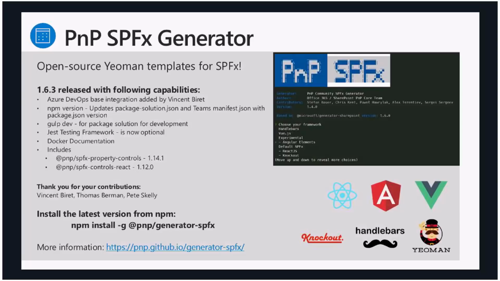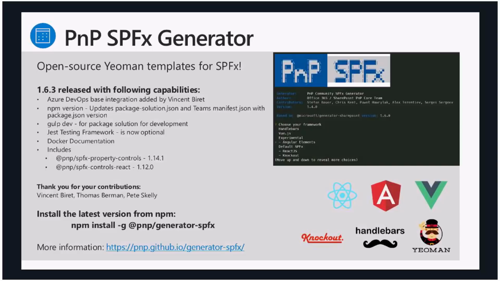Another thing we added in 1.6.3 is gulp dev. In a previous release, we already had a command gulp dist, which does a distribution build of your solution by first cleaning out the solution, then bundling everything up and packaging the solution. With gulp dev, you can now do exactly the same thing for a development build.